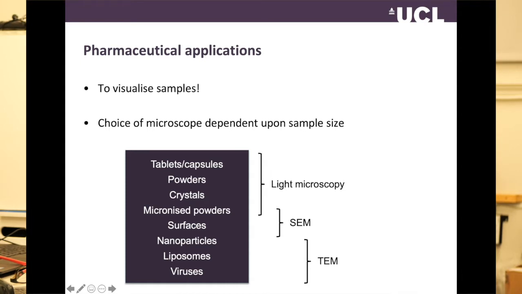When you get down to really small structures, so things like nanoparticles or liposomes or even viruses, those are really small structures. And you can use transmission electron microscopy for those because the electrons can pass through those samples because they're so small.